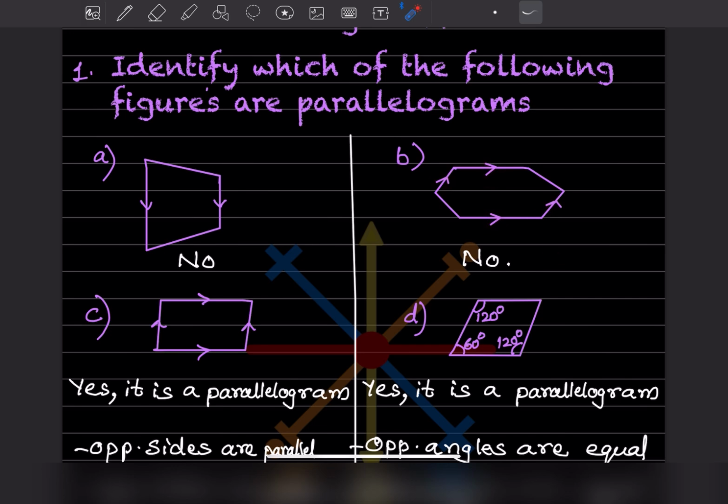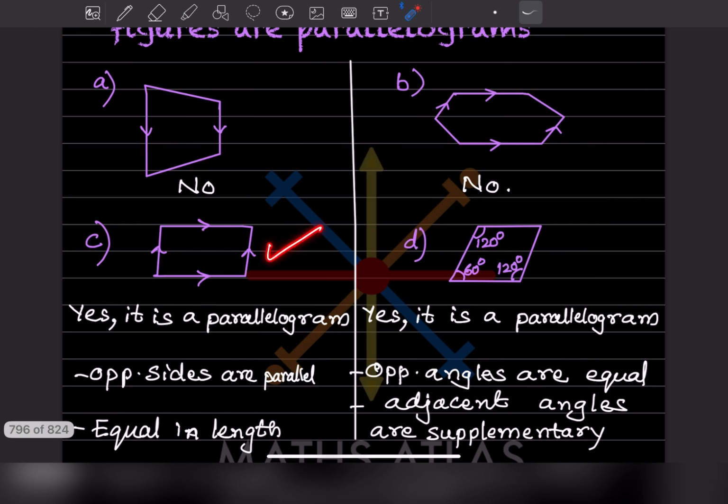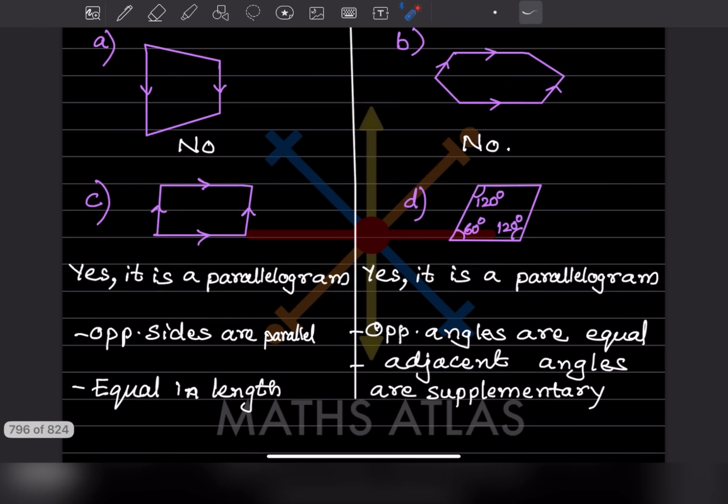Now here, this is a parallelogram. Here we can see the opposite sides are parallel, this is equal to this one, and this is equal to this one, and they are also equal in length. So you can see this is equal to this and this is equal to this one.